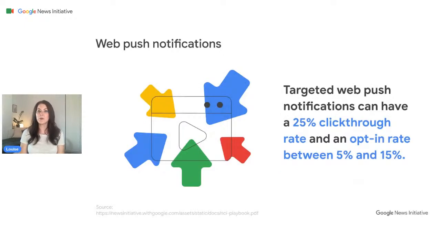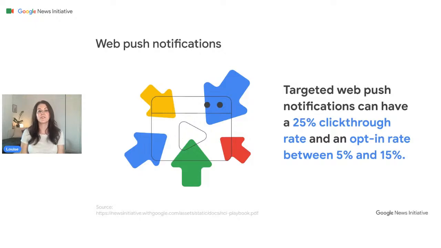Okay, let's look at web push notifications then. So the News Consumer Insights team found that targeted web push notifications can actually have a 25% click-through rate and an opt-in rate between 5 and 15%. So this can be a powerful tool to drive readers on mobile devices back to your website for multiple visits.